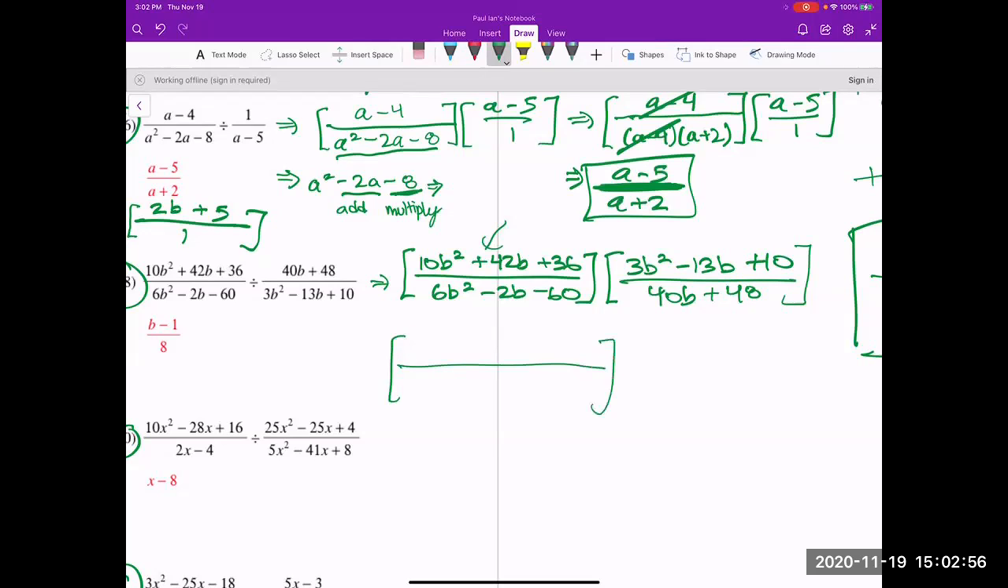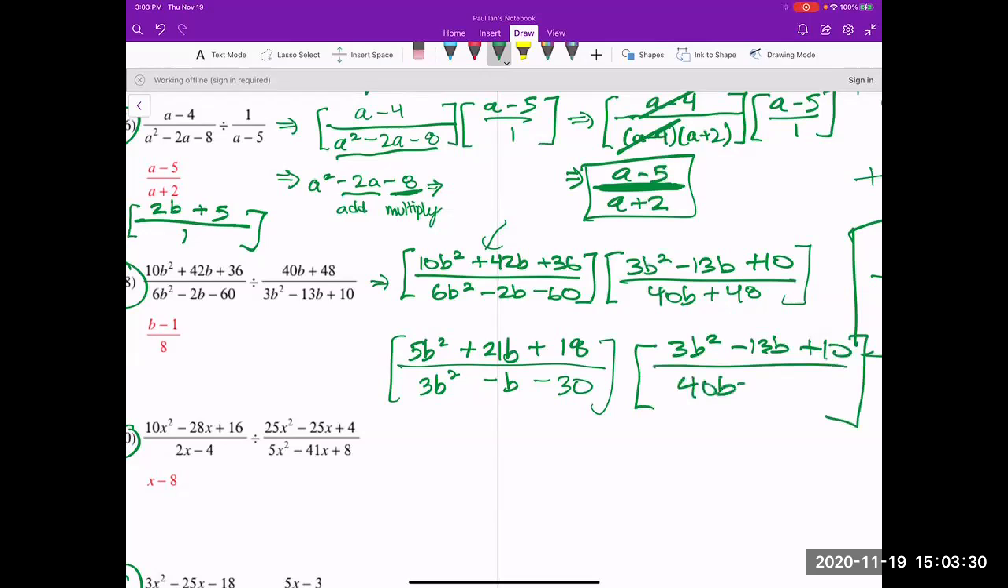So 10b squared divided by 2 is 5b squared. And then 42 divided by 2, that's 21b. And then 36 divided by 2, that's going to be 18. 6b squared divided by 2, that's 3b squared. Negative 2b divided by 2, that's negative b. Negative 60 divided by 2, that's negative 30. Okay, that's good. 3b squared minus b minus 30 over 40b plus 48.